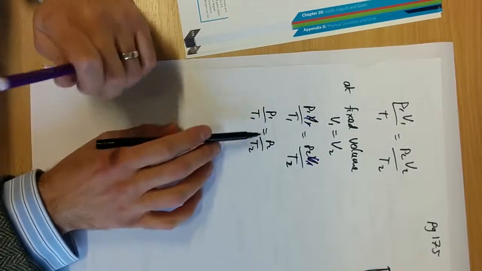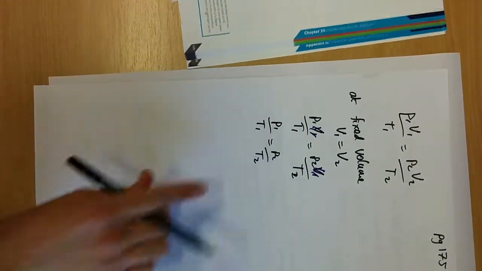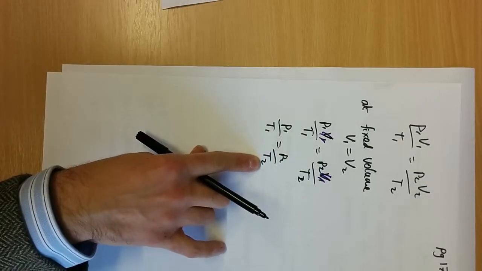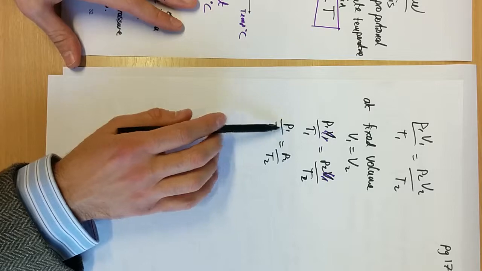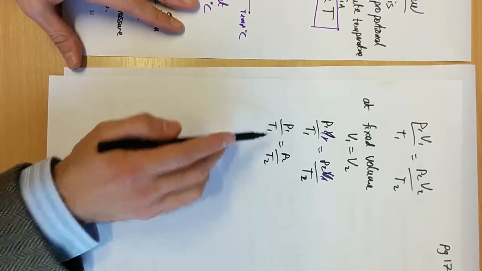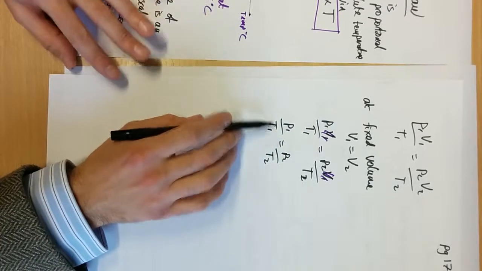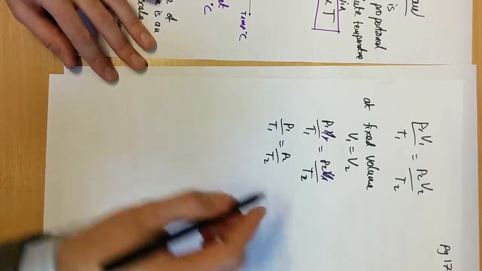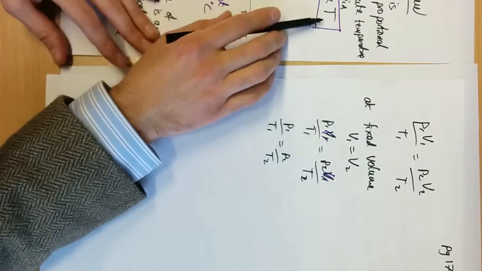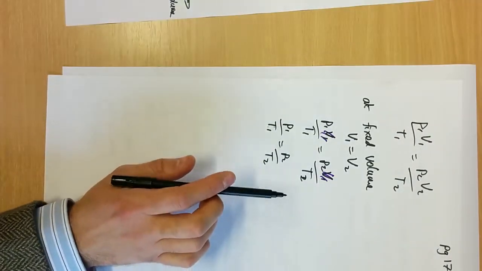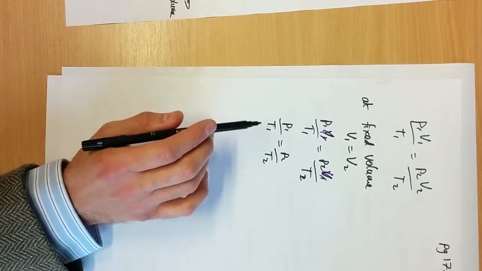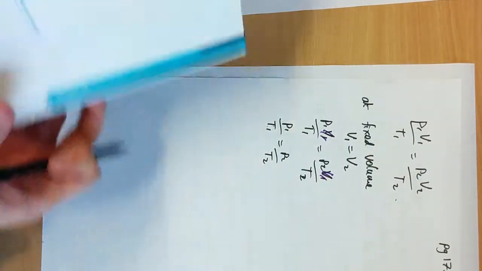Okay? So we're actually looking here at a constant volume. This is a bit like the one we've done, that the pressure is proportional to the temperature. If I were to rearrange this a little bit, we can get it to show that the pressure is proportional to the temperature. Anyway, this is the equation that we need from the ideal gas law.